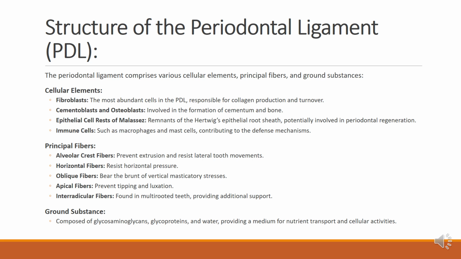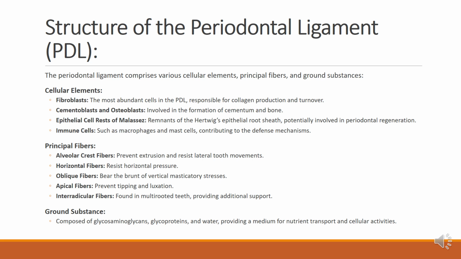The periodontal ligament comprises various cellular elements, principal fibers, and ground substances. Cellular elements include the fibroblasts. These are the most abundant cells in the periodontal ligament, responsible for collagen production and turnover. Cementoblasts and osteoblasts are involved in the formation of cementum and bone. Epithelial cell rests of Malassez are remnants of the Hertwig's epithelial root sheath, potentially involved in periodontal regeneration. Immune cells such as macrophages and mast cells contribute to the defense mechanisms.